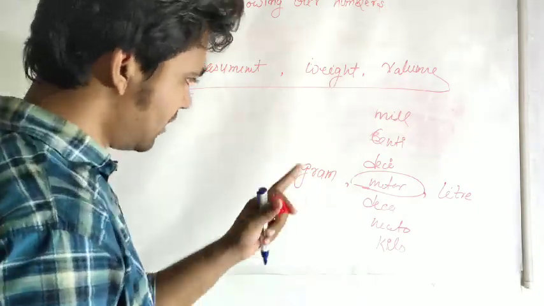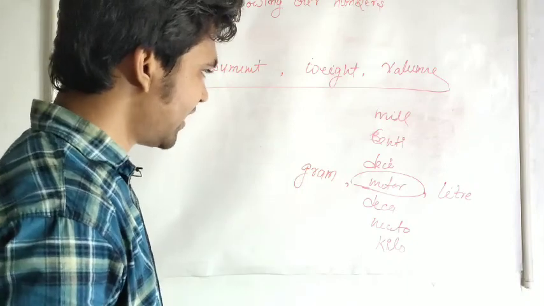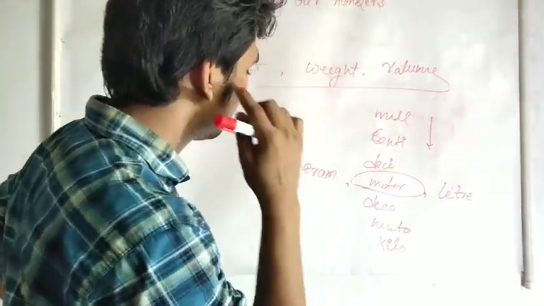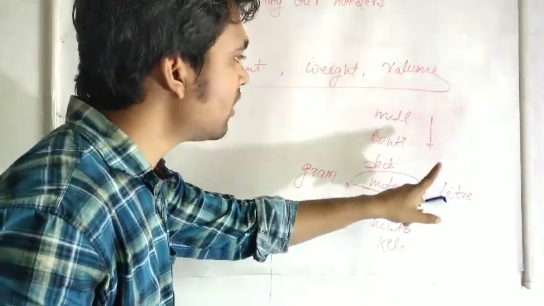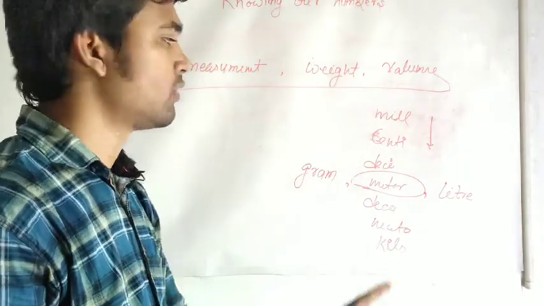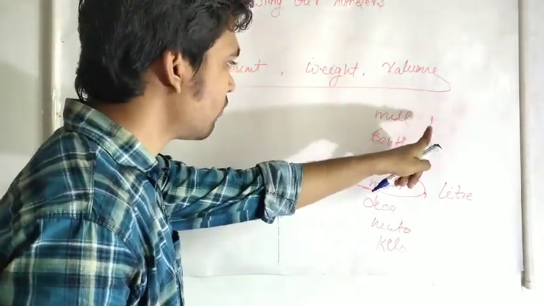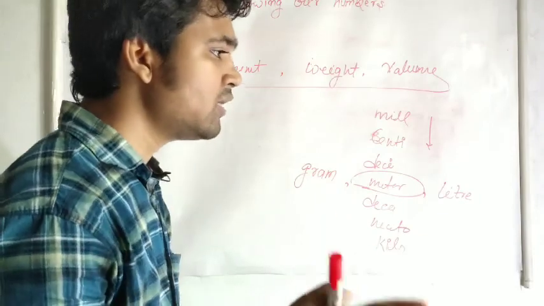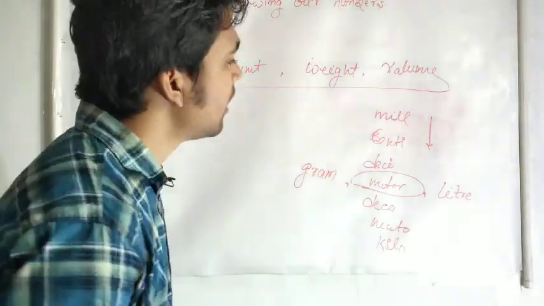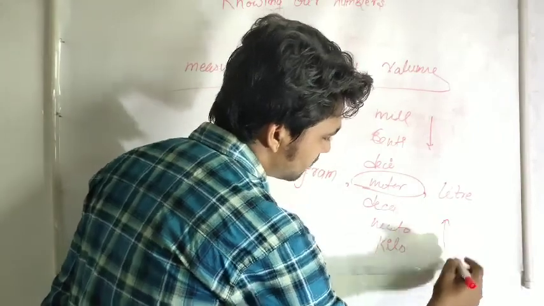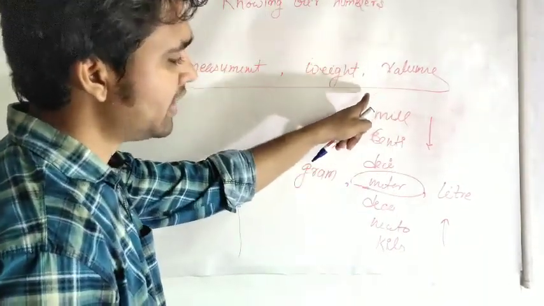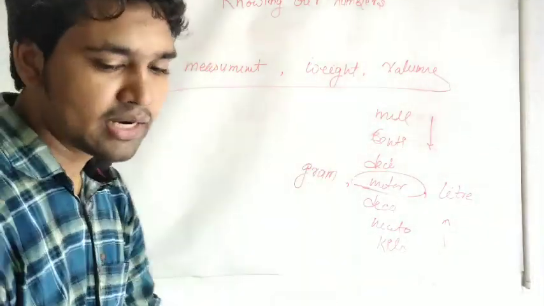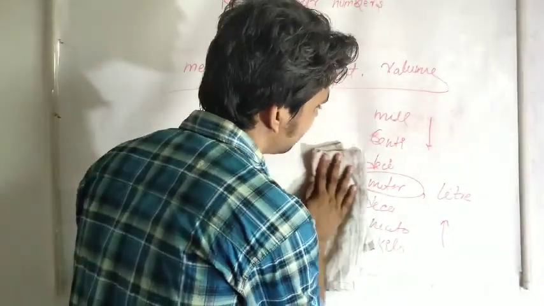And here the important point is that when we go to the lower side, then the number will decrease 10 times. What I say? When we go lower from any given number, then the number would decrease 10 times. And when we go up from the lower to the upper side, then the number will increase 10 times. So we will understand it with the help of an example.